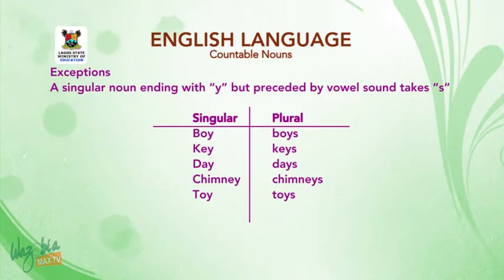Exceptions. A singular noun ending with Y but preceded by a vowel sound takes S. Boy, boys. Key, keys. Day, days. Chimney, chimneys. Toy, toys.